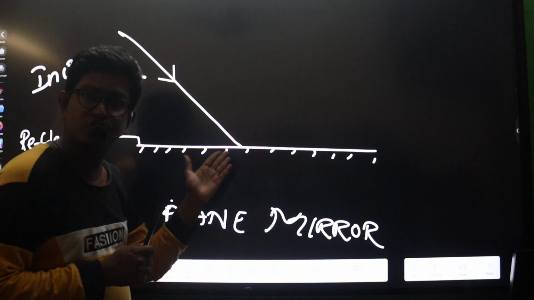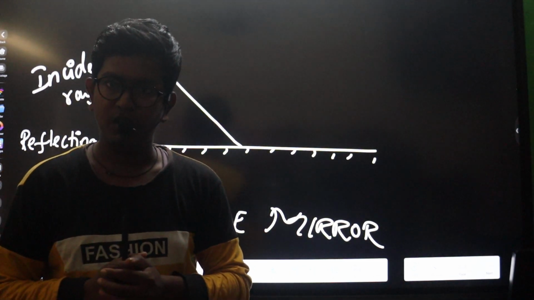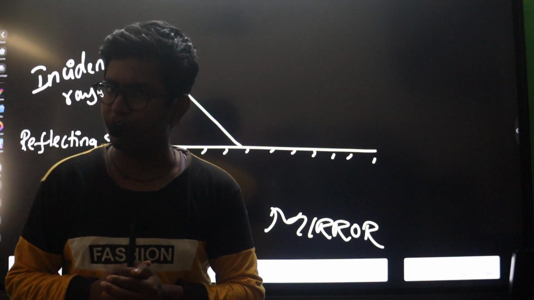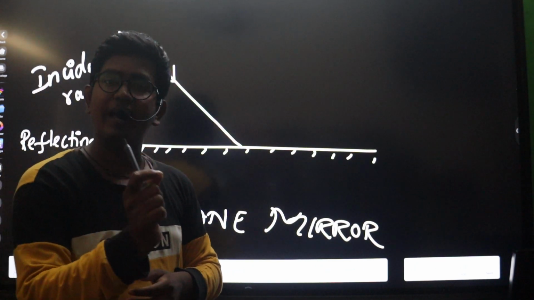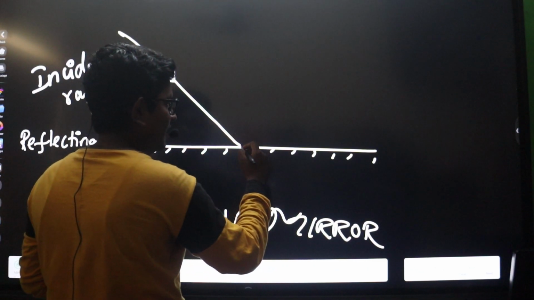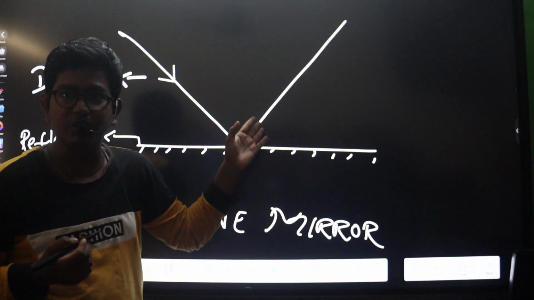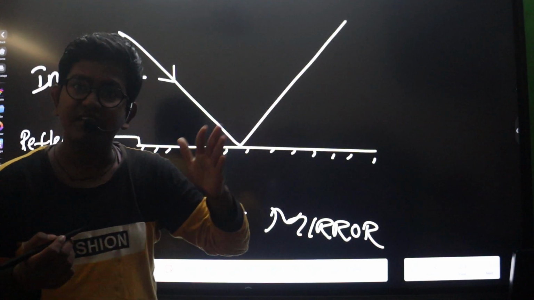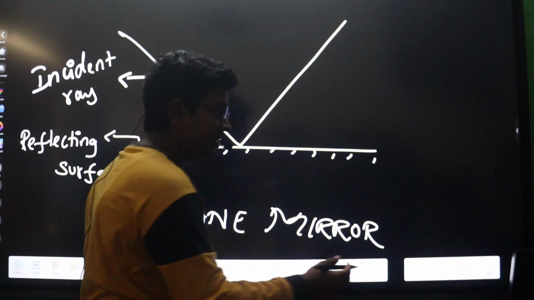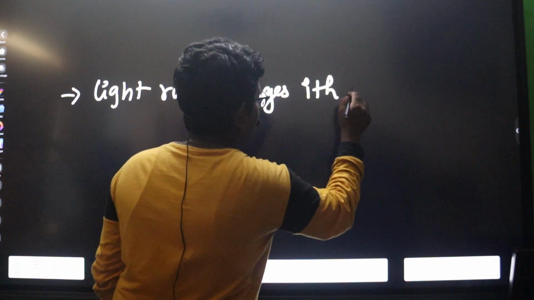Once the ray strikes the reflecting surface, you can see the reflection phenomena. And what we studied, the statement of the reflection phenomena, is bouncing back of light into the same medium. So here, once after striking the reflecting surface, a reflection phenomena takes place. Due to the reflection phenomena, the light ray changes its path.